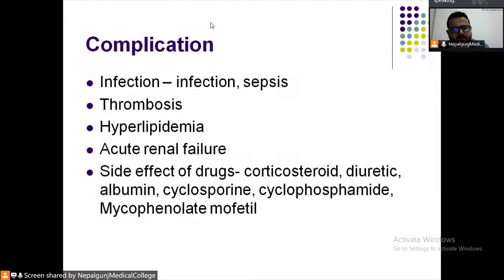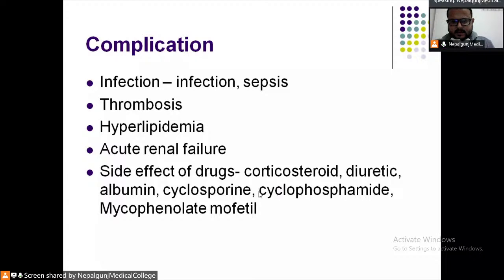So, what are the complications associated with nephrotic syndrome? It can be infection. Immunity is decreased, so chances of infection are there. Sepsis is there. Thrombosis, so hyperlipidemia is there, and particularly in case of membranous glomerulonephritis, there is increased chance of pulmonary embolism and DVT. Okay, hyperlipidemia is also a complication. Acute renal failure, some patients can go into a stage of acute renal failure. Then there are the side effects of the drugs, so complications associated with the side effects of the drugs.